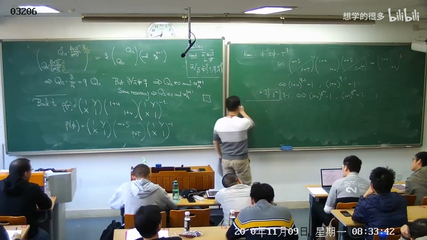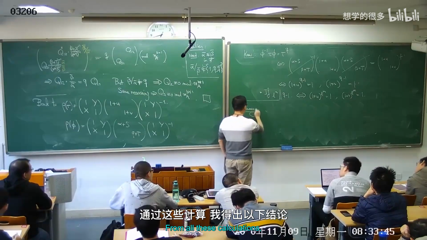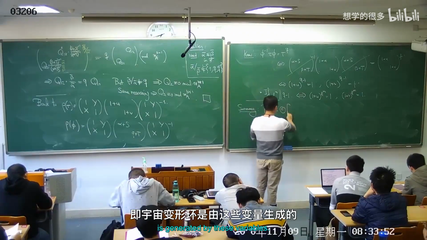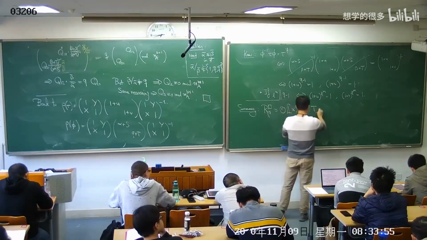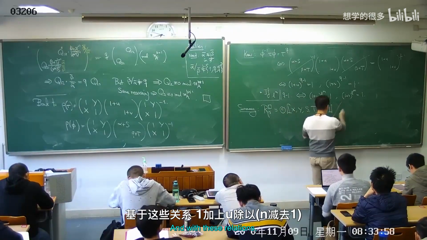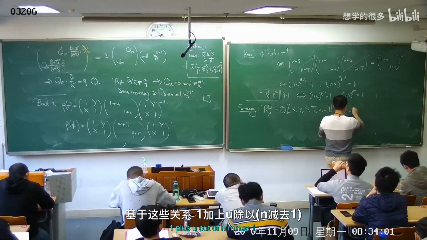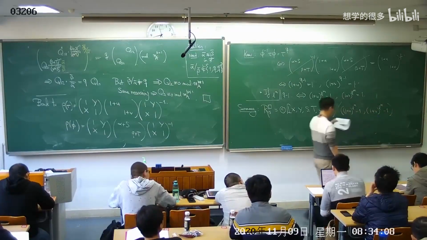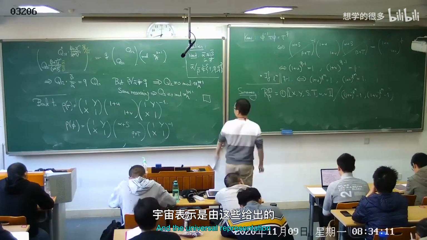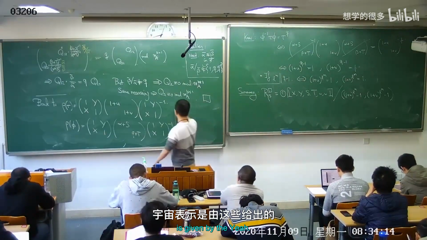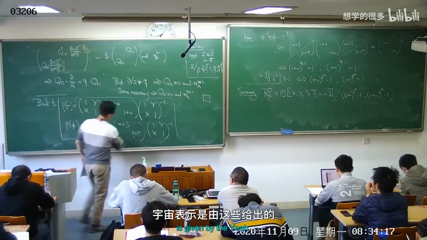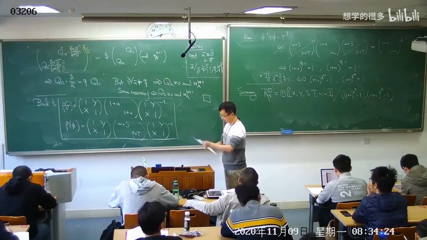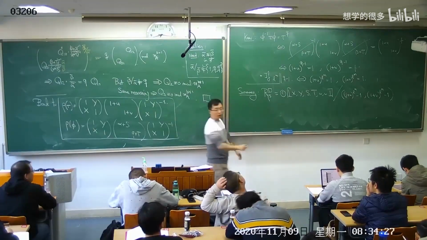So, summary. From all these calculations, I conclude the following: that the universal deformation ring is generated by these variables, and with these relations, 1 plus u to the L to the m minus 1, and the universal representation is given by this. Any questions?